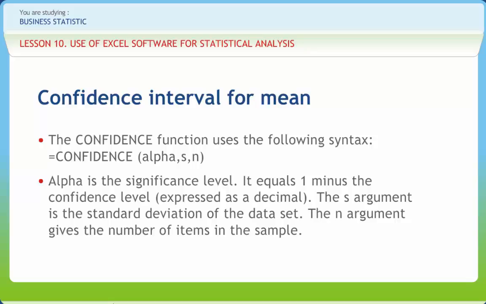The function returns the value 175.30, so you can say with 95% confidence that the population mean is $12,000 plus or minus $175.30.